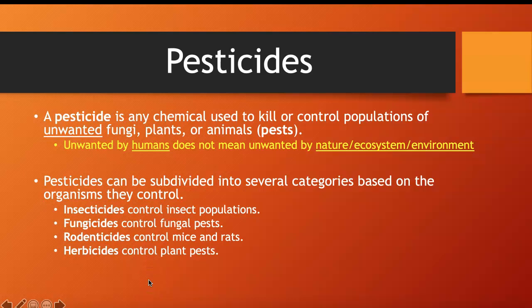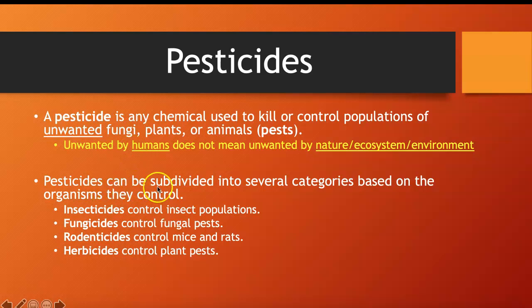I want to use pesticide, for example, to explain to you the bad effects of those chemicals and how we can use them smartly in agriculture. A pesticide is to control the unwanted living organisms. I underline this word unwanted. Unwanted by human doesn't mean unwanted by nature. We can get rid of the good stuff too.